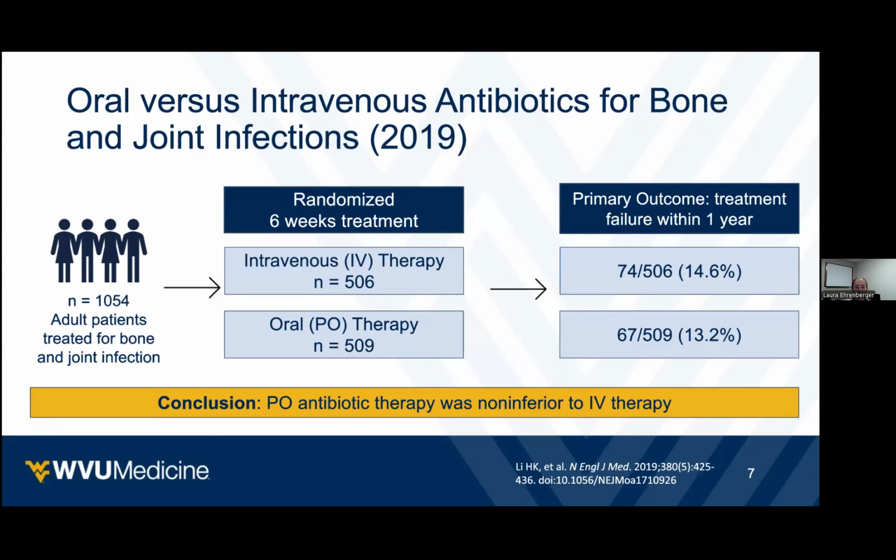Just to mention one trial that looked at oral antimicrobial therapy for bone and joint infections, the OVIVA trial in 2019 looked at about 1,000 adult patients with bone and joint infections randomized to IV or oral antimicrobial therapy, so about 500 in each arm. They looked at a primary outcome of treatment failure within 1 year. As you can see, about 14% of patients in the IV group experienced treatment failure as compared to 13% in the oral group. So the conclusion of this trial was oral antimicrobial therapy was non-inferior to IV therapy.